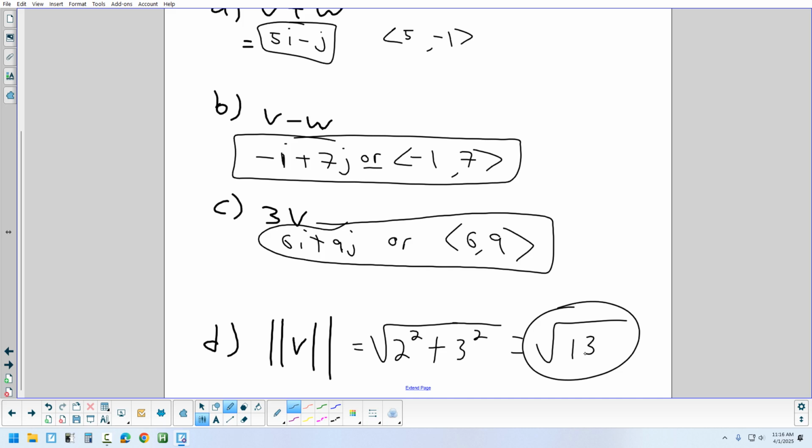When you're finding a magnitude, the answer is a number. When you add vectors, you get a vector. When you subtract vectors, you get a vector. When you scale, you get a vector. When you find magnitude, you get a number. So that is not a vector at all. It's the square root of 13, and you can type it in as a decimal if they ask for it. Any questions on add, subtract, scale, and magnitude without any sketches?